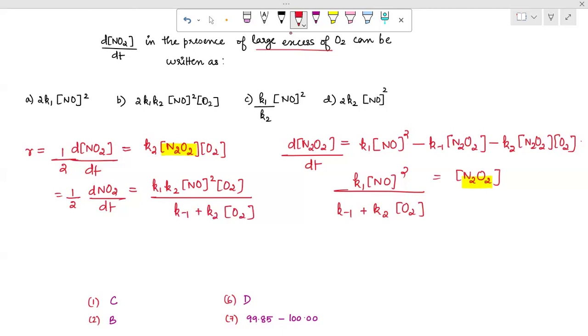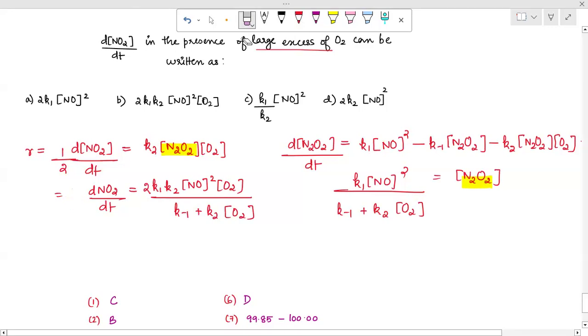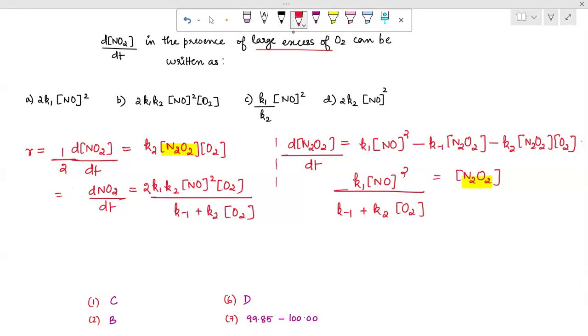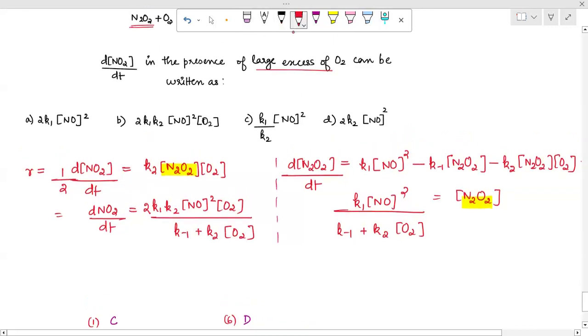Now, if you need just dNO2 by dt, you will take 2 to the other side, and this is going to be your equation. Correct. Now, what is the question? In the question, they have said that you have a large excess of O2. So you will look into the denominator, where the amount of oxygen present is so high that you neglect the other term.